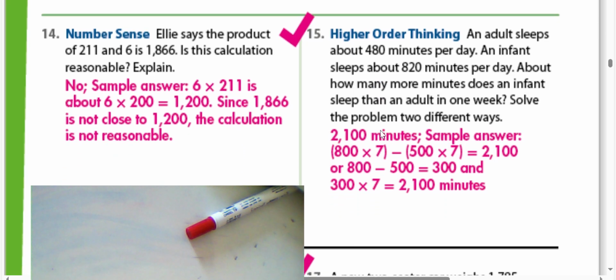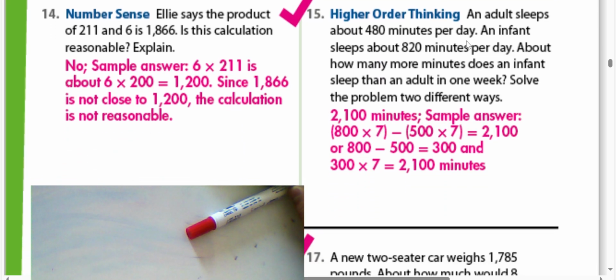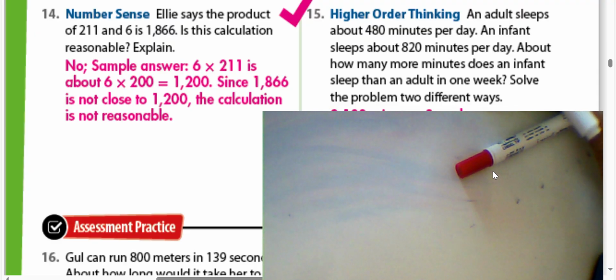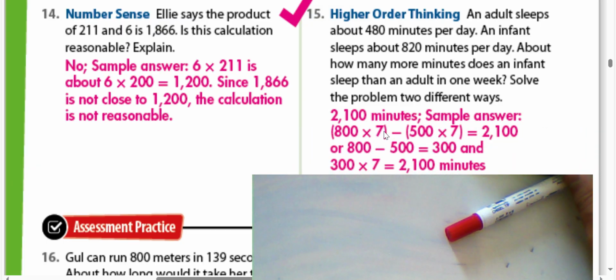Higher order thinking. An adult sleeps about 480 minutes per day. An infant sleeps about 820 minutes per day. About how many more minutes does an infant sleep than an adult in 1 week? Solve the problem. Okay, we can combine the two numbers and find the difference between them. First step, 7 times the first number. Adult sleep, how many? We have 480 per day. Okay, we can find the result for 1 week. So 480 product by 7 and also 820 by 7, and then find the difference between them.